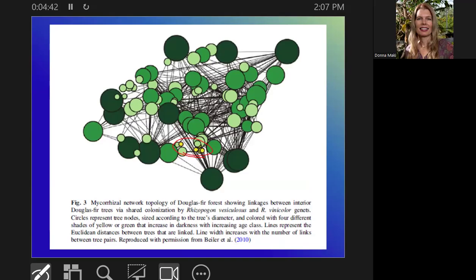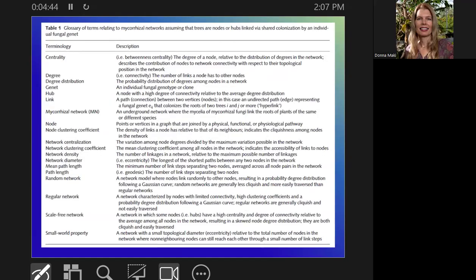I pulled in a table from another publication that has some of the terminology that she uses in that chapter, so you can refer to this while you're reading that chapter. She has in there the hub, links, and then she's also talking about different network designs.